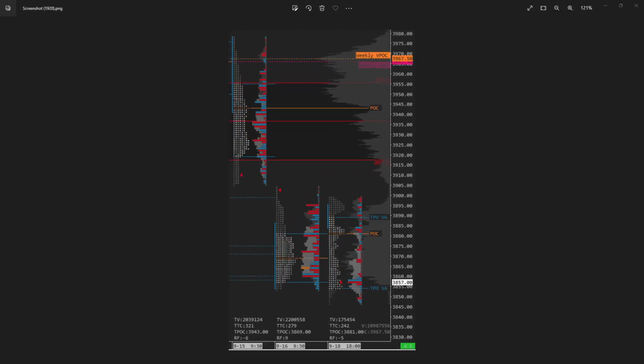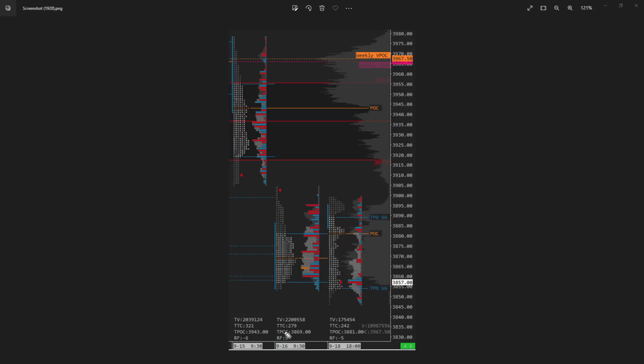Where are we trading? We're trading below the balance area, which I spoke about in the past week or two. This is Friday's trading day. So this was what we're looking at this morning before market open.